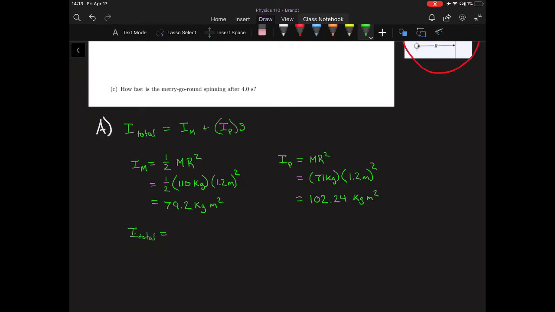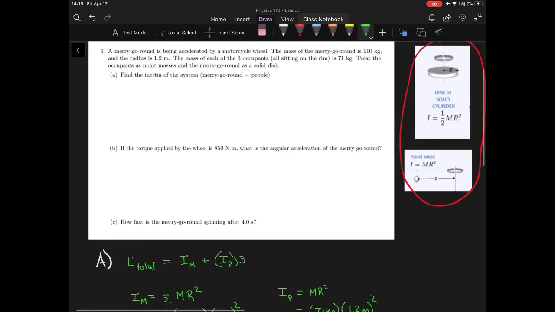So when we add both of those up, I total is going to be I of the merry-go-round, 79.2, plus 3 times the I of the people, 102.24. We multiply by 3 because we have 3 of them. So when we do all of that, we get 385.92 kilogram meters squared.